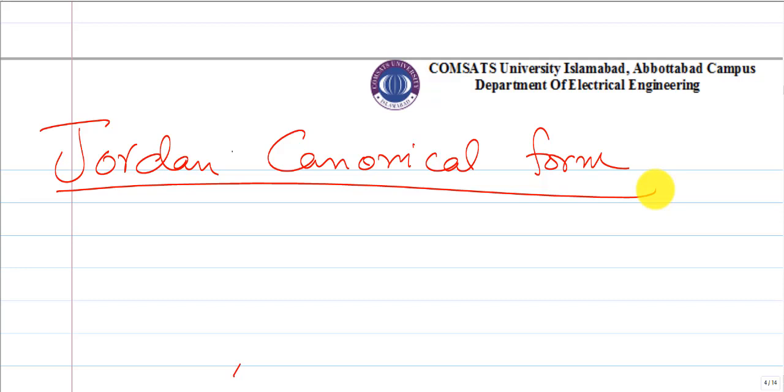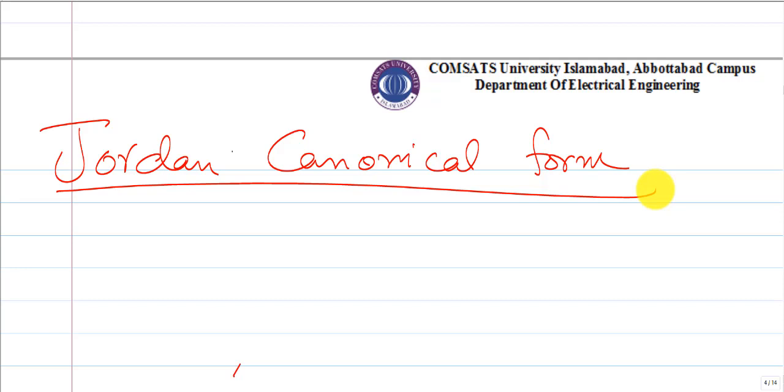The only difference here is that in Jordan canonical form we will have some repeated eigenvalues. So whenever we have some repeated eigenvalues, we will have the Jordan block in our system matrix. So that's why it is called the Jordan canonical form. We will see how this Jordan block actually looks like. Sometimes we say the diagonal canonical form is considered as the special form of the Jordan canonical form.